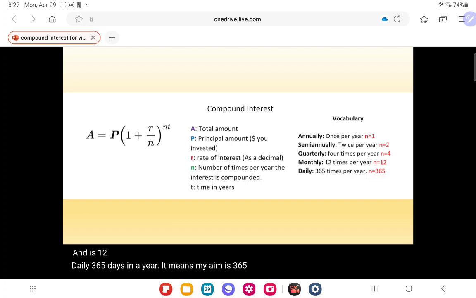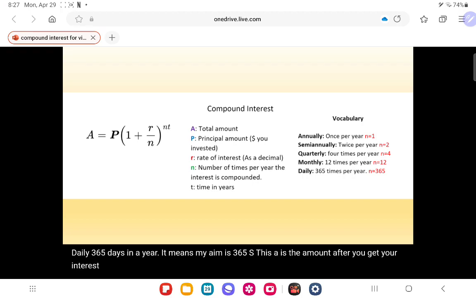So this A is the amount after you get your interest. So it's the principal plus the interest that you are getting. Let's go to the other slide to clarify a little more with an example.